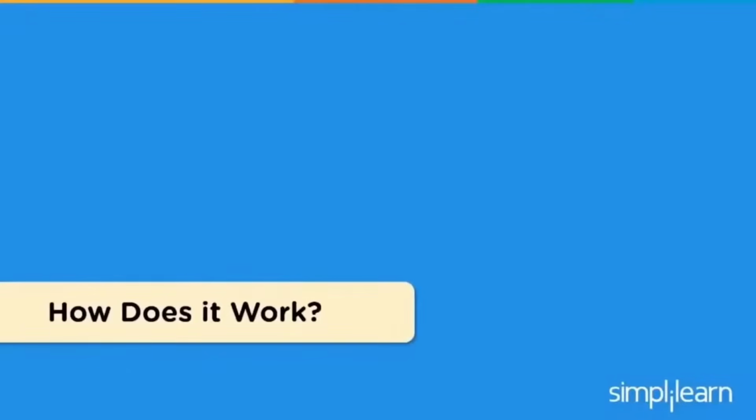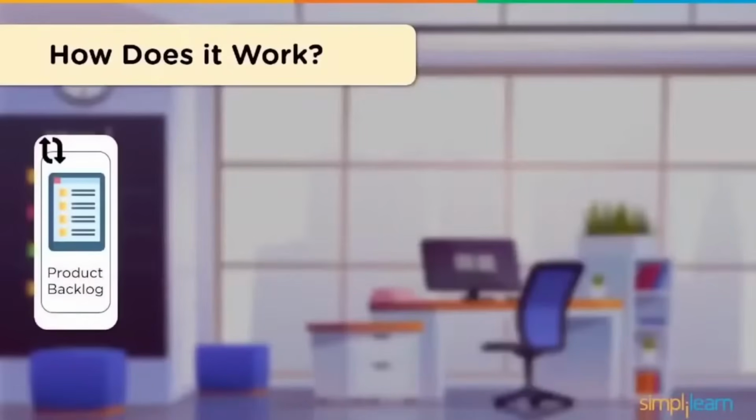So how does Scrum work? Here we have the first component, the product backlog. The product backlog consists of a list of tasks that need to be completed so that the goals of the stakeholders are achieved. Then the team decides what tasks from the product backlog they want to take up and deliver in a 2 to 4 week period called sprint, hence the name sprint planning.